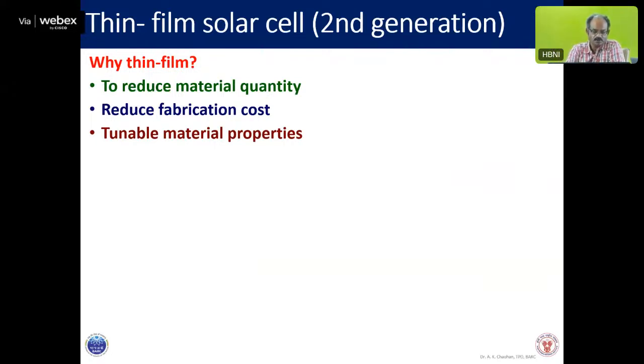Why are these important? Because the material quantity is reduced. You need a very thin layer. Obviously, if the thickness is reduced, less material is used for the fabrication of the solar cell, and it reduces the fabrication cost. It also has tunable material properties because now you do not have a 3D structure. You have a very thin layer on the top, so the material properties can be tuned.